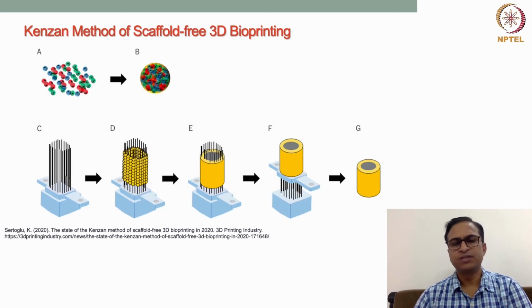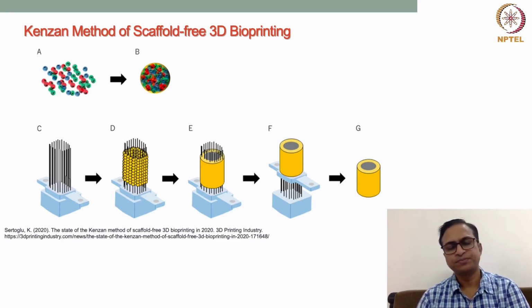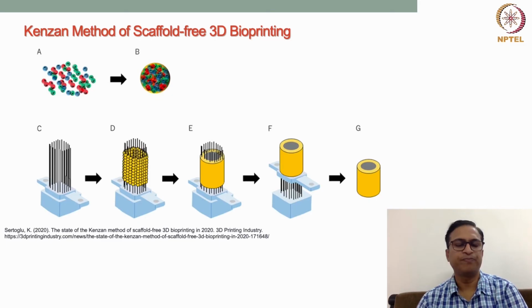Similarly, there are several methods people have used, different 3D bioprinting methods, for fabrication of liver tissue constructs using different types of hydrogels. So this is one such method where a scaffold-free 3D bioprinting strategy was developed, and this method was developed by Professor Koichi Nakayama from Saga University.